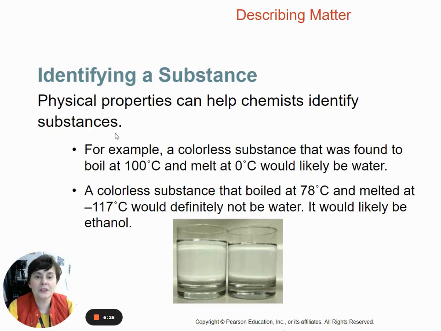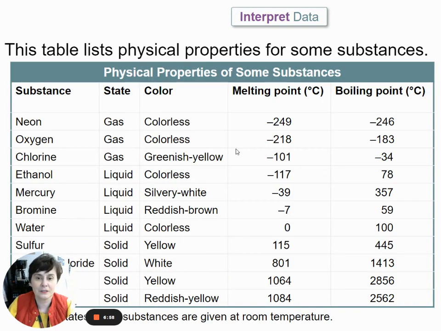And these are good because they can help chemists identify substances. A colorless substance found to boil at 100 Celsius and melt at 0 Celsius would likely be water. But if you tested it and found it had a boiling point of 78 Celsius and a melting point of negative 117 Celsius, try converting that into Fahrenheit and see what you get, that would definitely not be water. It would probably be ethanol. Why? Because each substance has a characteristic melting and boiling point. They're really good identifiers.